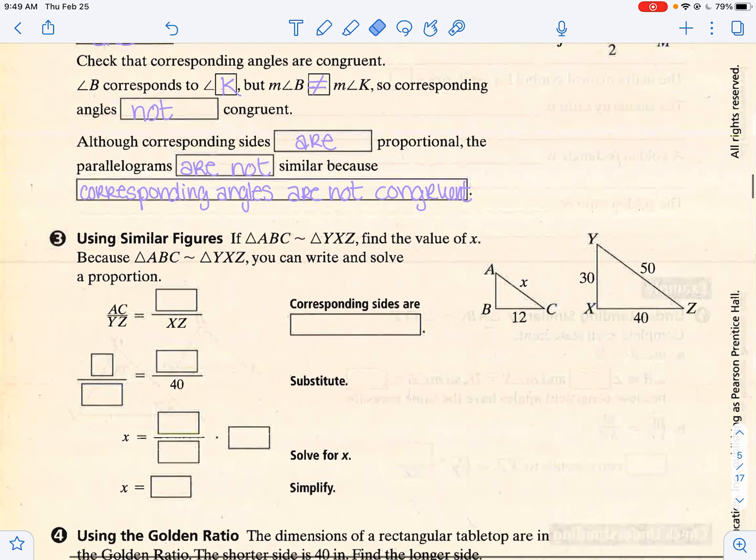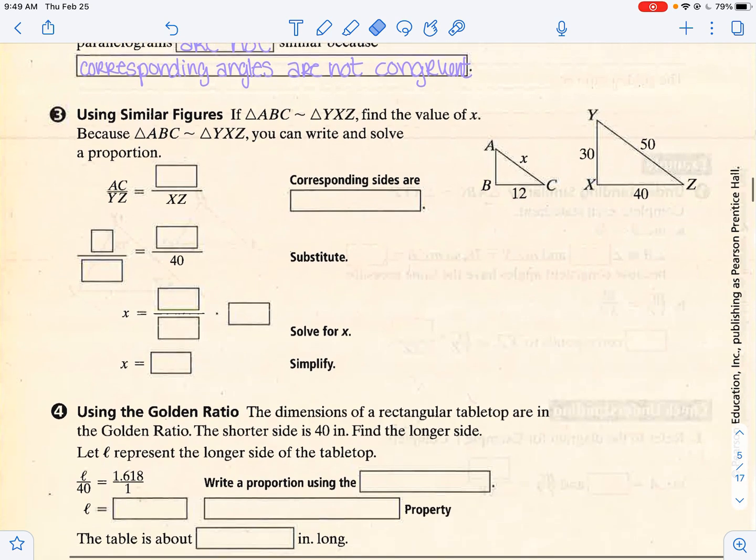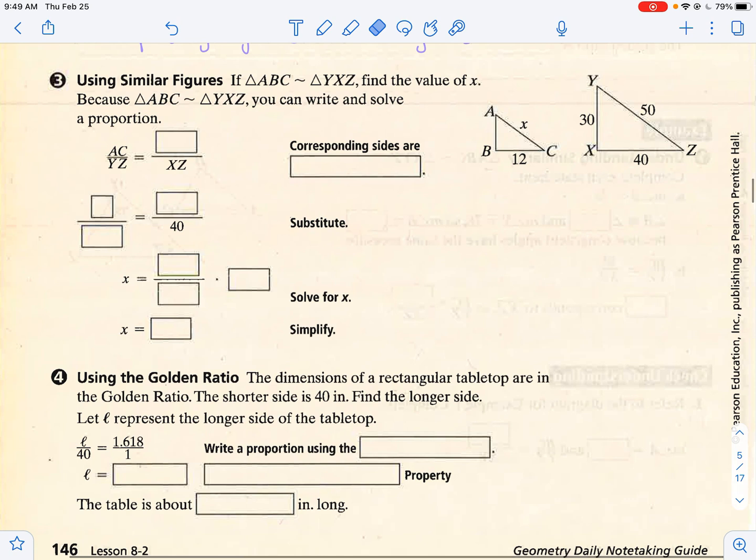Alright, example 3 says use similar figures. If triangle ABC is similar to triangle YXZ, find the value of x. Because they are similar, you can write and solve a proportion. So AC over YZ is congruent to something over XZ. Now, BC corresponds with XZ, so BC should be on the top. And corresponding sides are proportional.